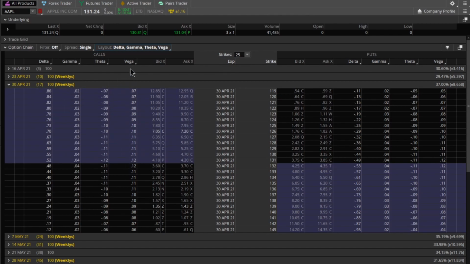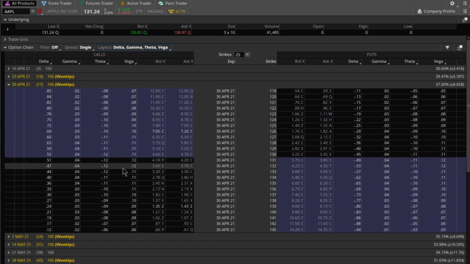Now for Vega, this tracks the change in option prices for every 1% increase in implied volatility. As we discussed in the previous lesson, Vega is highest for at the money options and for options with high days to expiration. When you look at the option chain, 30th April, 17 days to expiration, you see that at the money options have the highest Vega.